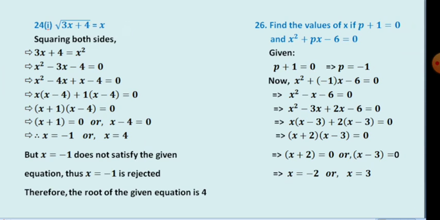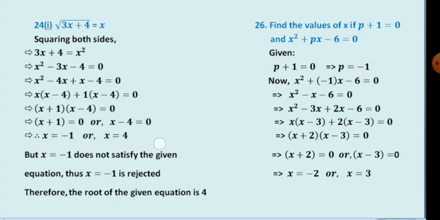So in the first case, if I put minus 1 in the equation, that is 3 into minus 1 is minus 3 plus 4, that will give us 1, root over 1 is equal to x, that is minus 1. So root over 1 is 1 equals to minus 1 is not fulfilling the equation, because in the left hand side we have plus 1 and the right hand side we have minus 1. So this is not fulfilling the equation.